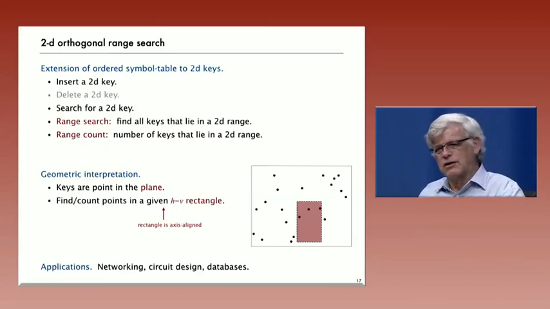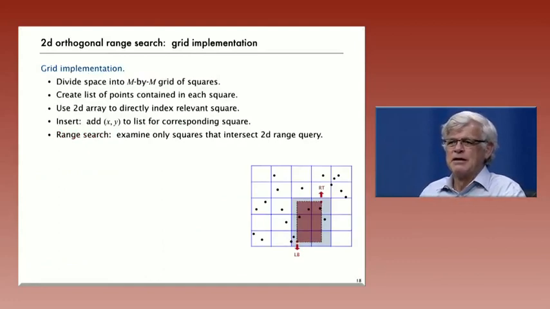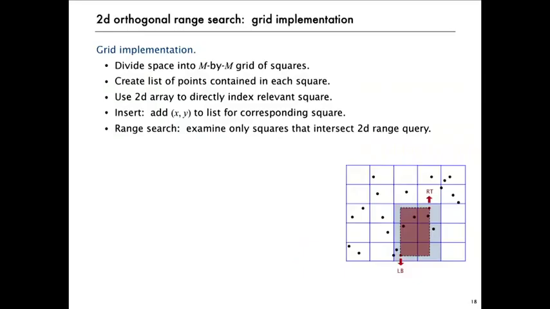So how are we going to solve this problem, implement this API? We build a data structure containing points that can efficiently support range searching and range counting. Well, one easy way to do it is to just think about dividing space into a grid of squares. So we'll pick a parameter m and divide space into an m by m grid of squares, and then process all the points and make a list of points that are contained in each square. We can use a two-dimensional array to directly index relevant squares.